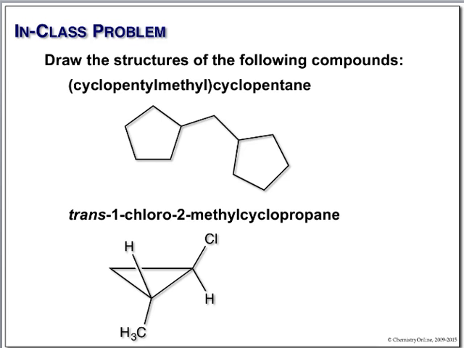Go ahead and draw this using wedges. To draw wedges, you would draw a perfect triangle. Have one wedge bond coming up, one wedge bond going down, one with a chlorine, one with a methyl. Any questions?